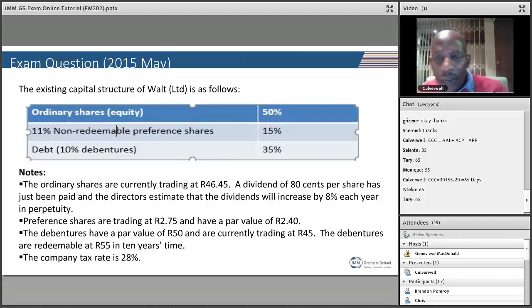Can you guys calculate the cost of these respective sources of capital? Let's see what you come out with. And remember, you've got these formulas for calculating cost of debt, cost of preference shares, and also cost of ordinary shares in your textbook. I'll indicate where these formulas are in your textbook, and then you'll be in a position to work these ones out.